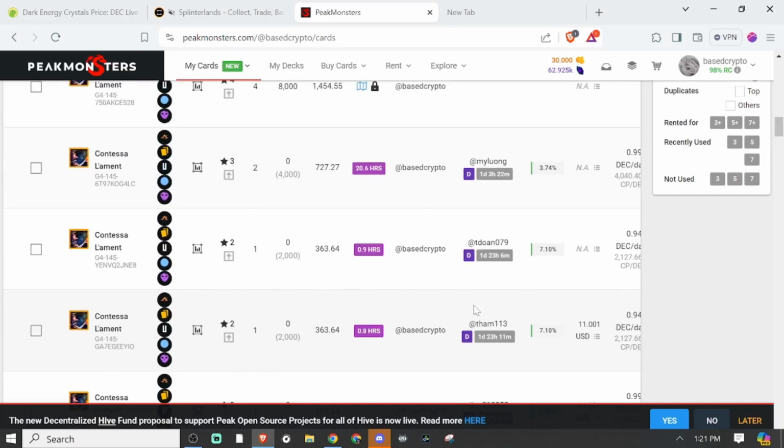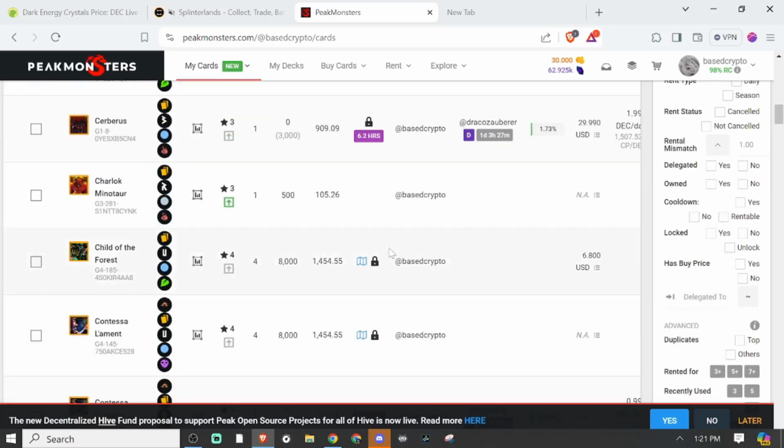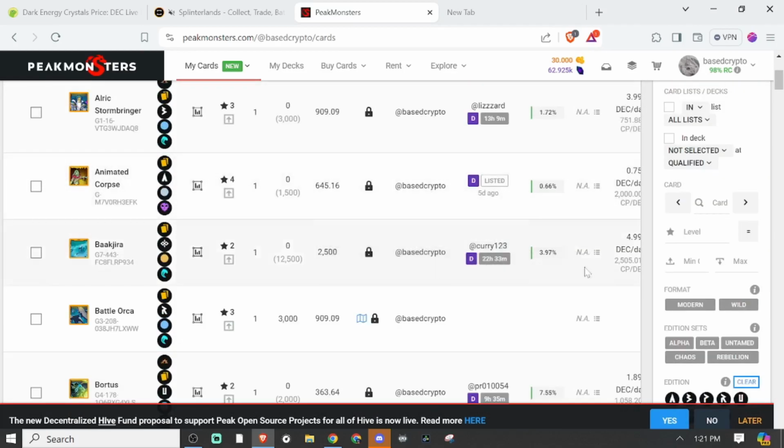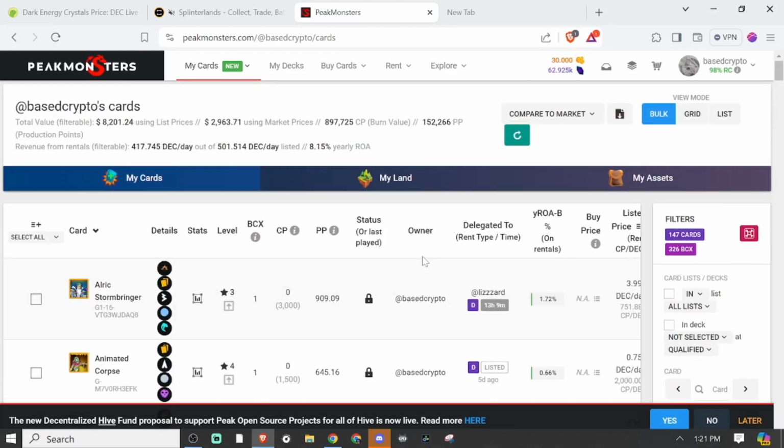I'm just saying, I just put these cards up for rent for pennies and for fractions of the pennies on the dollar. Okay. And people actually rent them out. So it is a form of passive income once you get an investment.